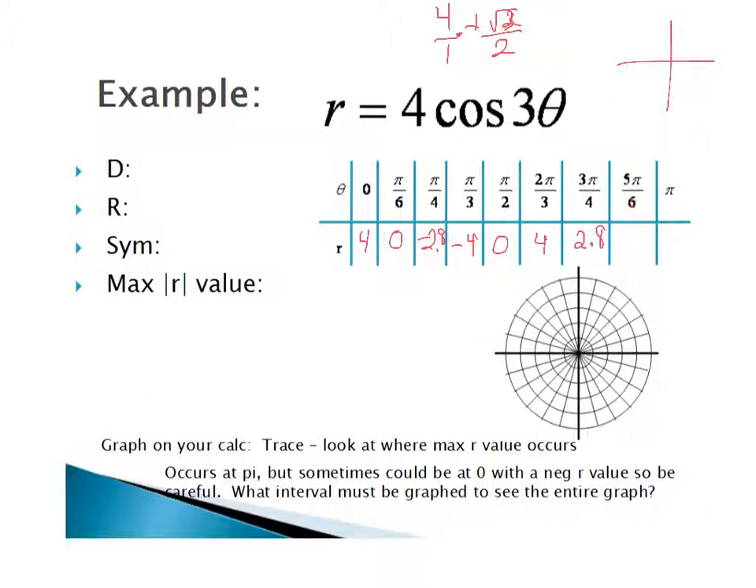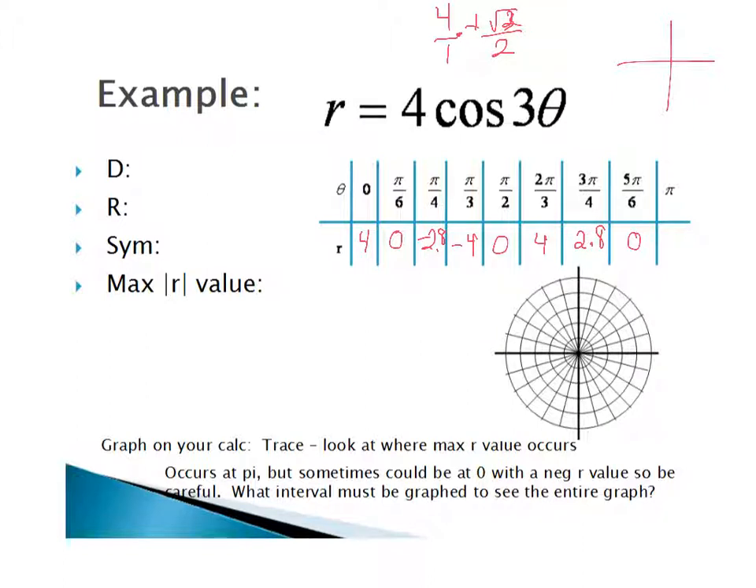5 pi over 6 times the 3, that's 15 pi over 6. I could reduce that though. 15 over 6 is really 5 halves. All right, so 5 halves. Here's 1 half, 2 halves, 3 halves, 4 halves, 5 halves. Okay, so I'm really just straight up, and that cosine value is 0. Times 4 is still 0.